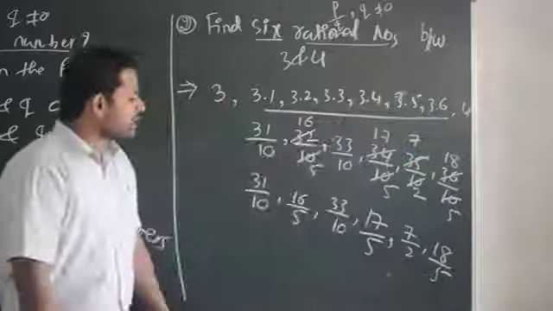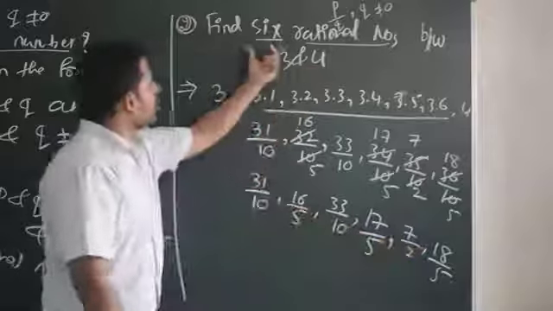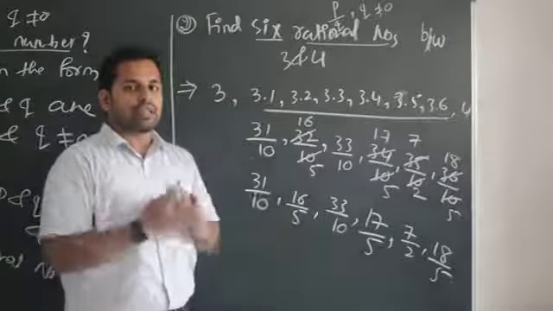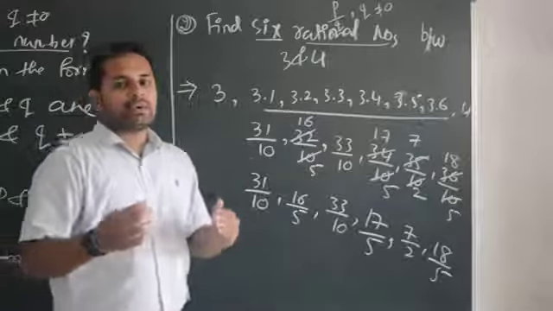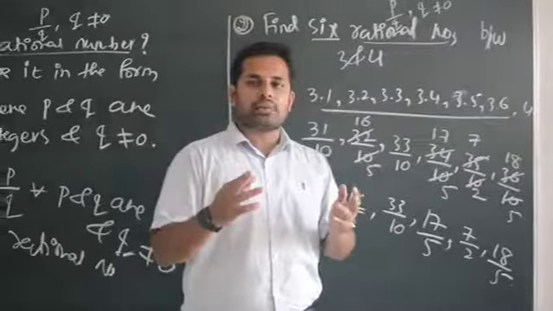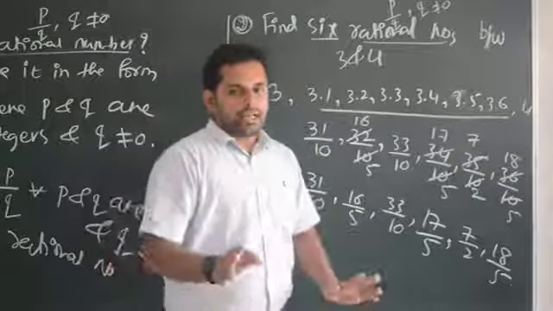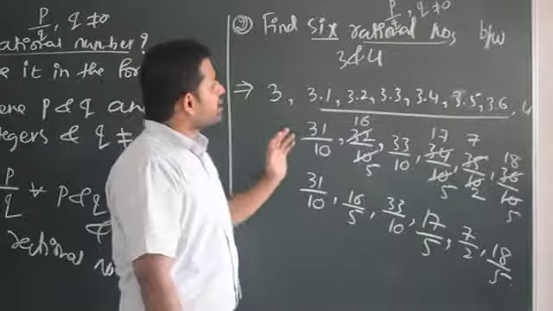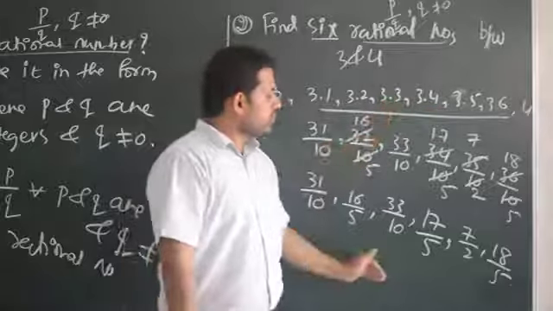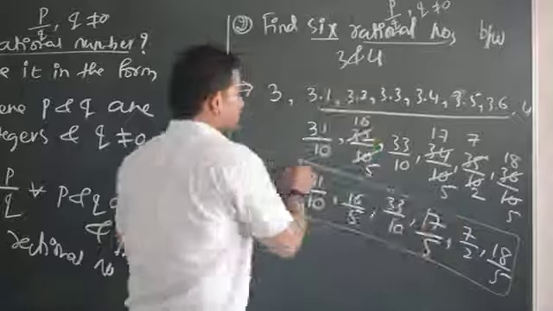How many numbers are there? Tell me. 1, 2, 3, 4, 5, 6. I want 6 rational numbers between 3 and 4. I wrote them. Are they correct? Of course they are correct. NCERT approaches this with a different method. That is also fine, we can do that method also, but this is one of the simplest methods I am explaining to you. If they ask you to find any rational numbers between any two given numbers, just write the point form, then convert it into fraction form. So these are the 6 rational numbers between 3 and 4.